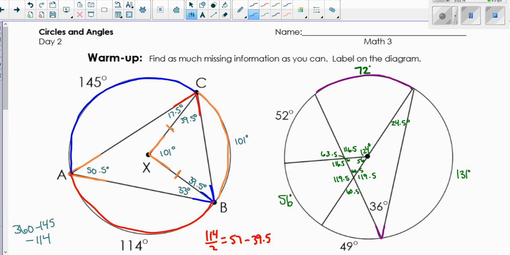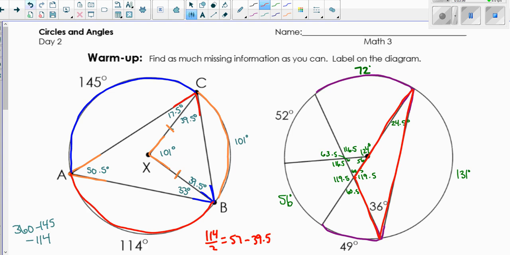And then you have every arc except for one, so you can do 360 minus 72 minus 52 minus 56 minus 49, and you get your 131. Okay. From there, I saw that if this is 49, this arc right here opens up to this inscribed angle, so half of 49 is 24.5. Right, and then you have a triangle right here. So if you know two of the angles, subtract 36 and 24.5 from 180, you get 119.5.